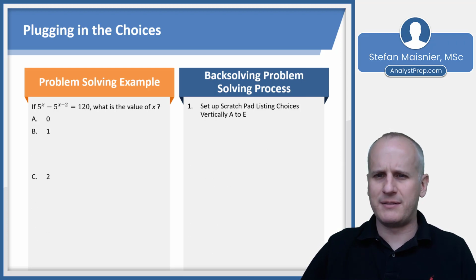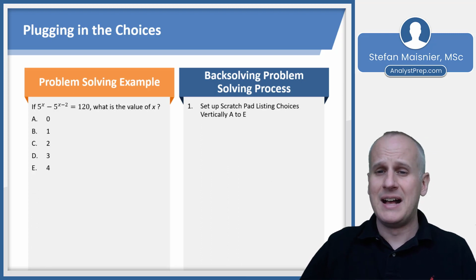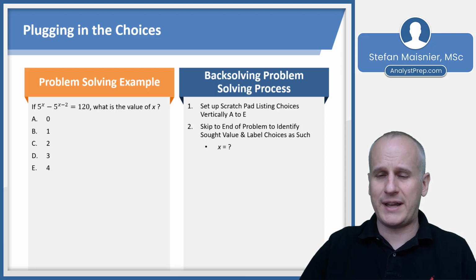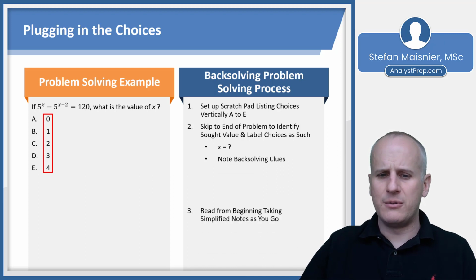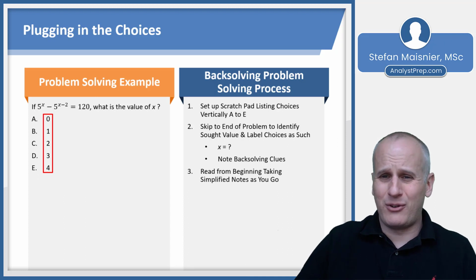We set up our scratchpad, listing the choices vertically A through E, and because we've got real numbers in the answer choices, I definitely would want to write those out. We skip to the end of the problem to identify the sought value and label the answer choices as such. And in this case, we're being asked for what x is equal to. And we note the backsolving clues of the numbers in order from 0 to 4. So we can read from the beginning, taking notes as we go, and it's a pretty straightforward setup.